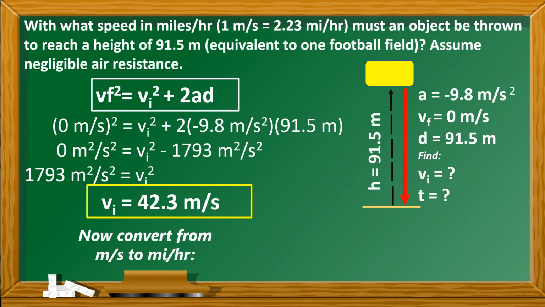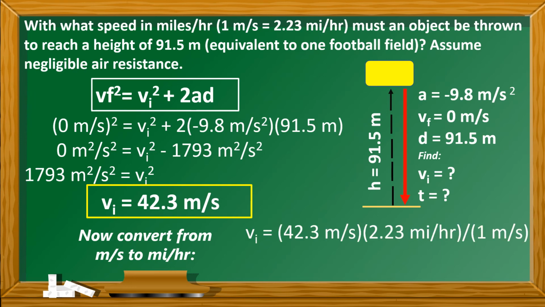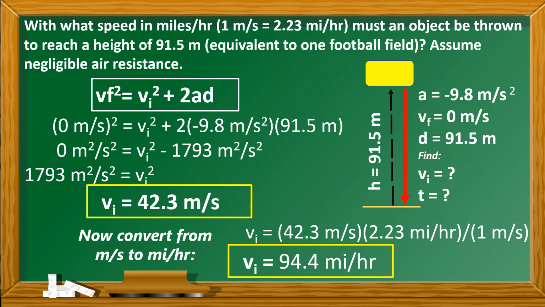Now we have to convert from meters per second to miles per hour since we are calculating the speed in miles per hour. To do that, we have to multiply our initial velocity, 42.3 meters per second, times 2.23 miles per hour as indicated in our problem, over 1 meter per second. Computing the equation, we'll get an answer of 94.4 miles per hour.